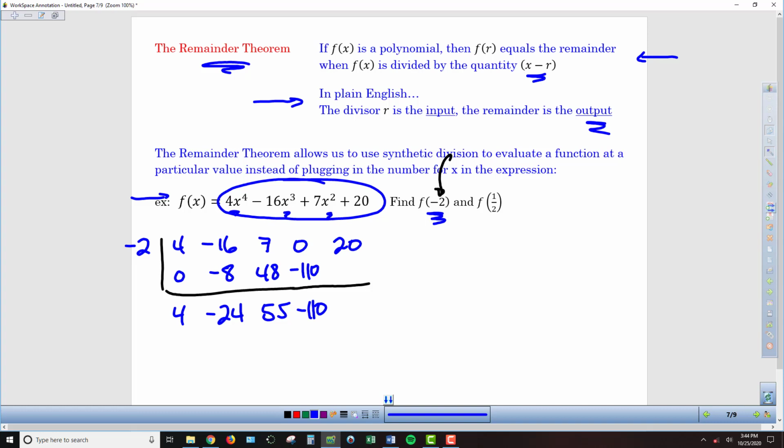And we have one more multiplication. Negative 2 times negative 110 gives us 220. And then we add in the vertical direction, 20 plus 220, 240. So remember, that last number is our remainder. And so what we have found is that when we plug negative 2 into this function, our output is 240.